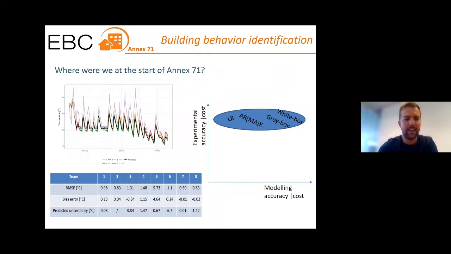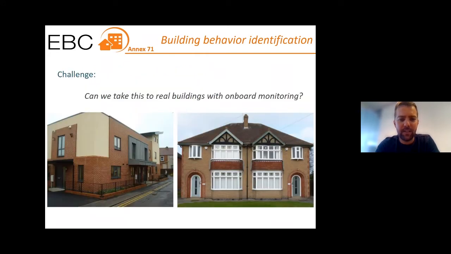So on the next slide, you see that we took it one step further, and the main challenge within this subtask was: okay, we saw that we had some methods, some modeling techniques that were able to predict indoor temperatures, that were able to predict dynamic behavior, on these very controlled setups, but can we redo this? Can we reproduce these results also when we look at real buildings and when we look at onboard monitoring?